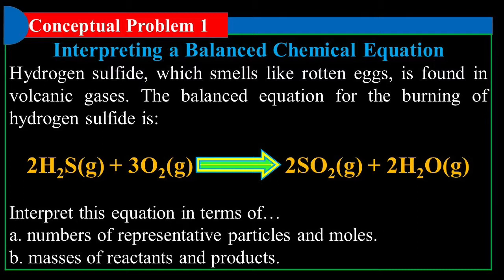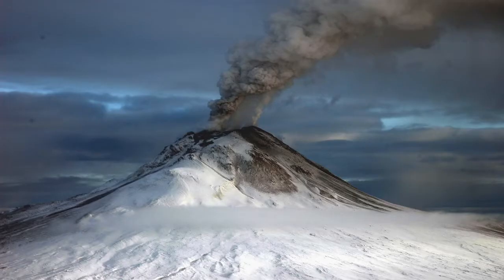They're all gases, all Gs. Interpret this equation in terms of number of representative particles and moles. B, masses of reactants and products. Got it. So now we'll look at various parts of this problem.